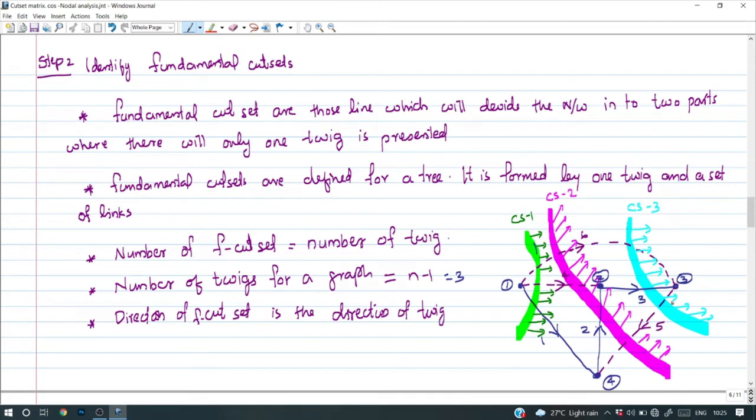Similarly, for cut set 3, the direction of cut set is decided by the twig involved in that cut set. In cut set 3, the twig direction is this one, therefore this direction is obtained. So that is what is meant: direction of fundamental cut set is the direction of twig. So in fundamental cut set, it is to be noted that only one twig is available. Remaining branches are links of the graph.